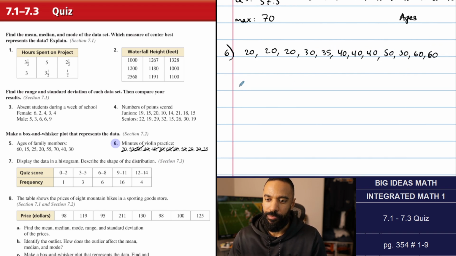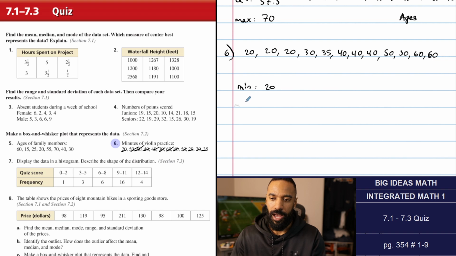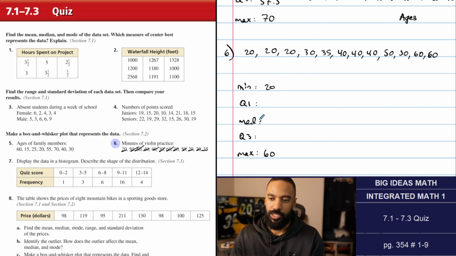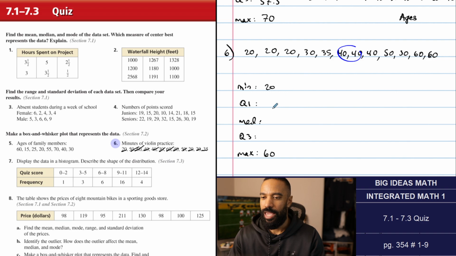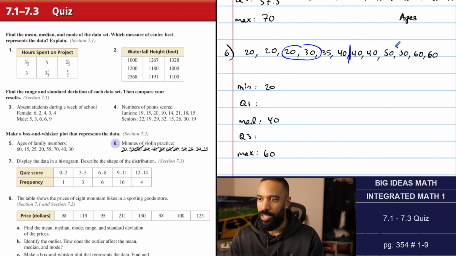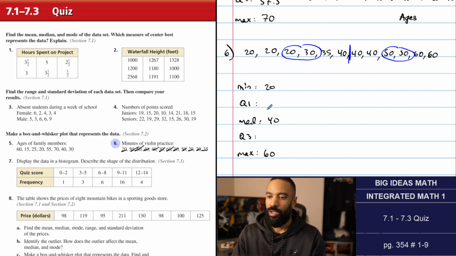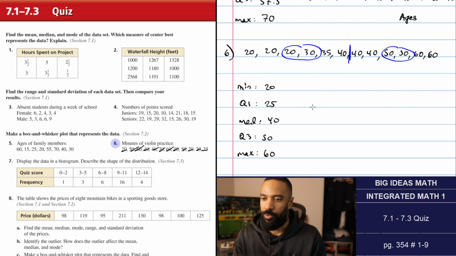Okay. All right. So same thing as before. 5 number summary. Our minimum value is 20. Our maximum value is 60. Our median, it is again an even number set, halfway between 6 and 6, so 40 and 40 is 40. And for your first and second halves, we have to find those medians, the number halfway between 20 and 30, and then halfway between 50 and 50. So 25 here and 50 there. Okay, that'll be your 5 number summary.